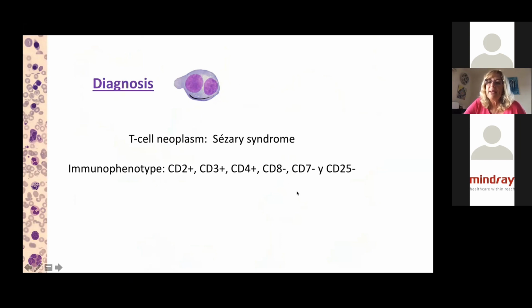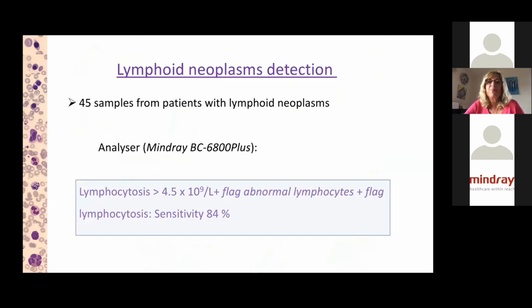So our experience in the lymphoid neoplasm detection with Mindray BC-6800 Plus was analyzing 45 samples from patients with lymphoid neoplasms. If we have lymphocytosis more than 4.5 10 to the 9th plus a flag of abnormal lymphocytes, flag of lymphocytosis, the sensitivity for detection of lymphoid neoplasm was 84%.